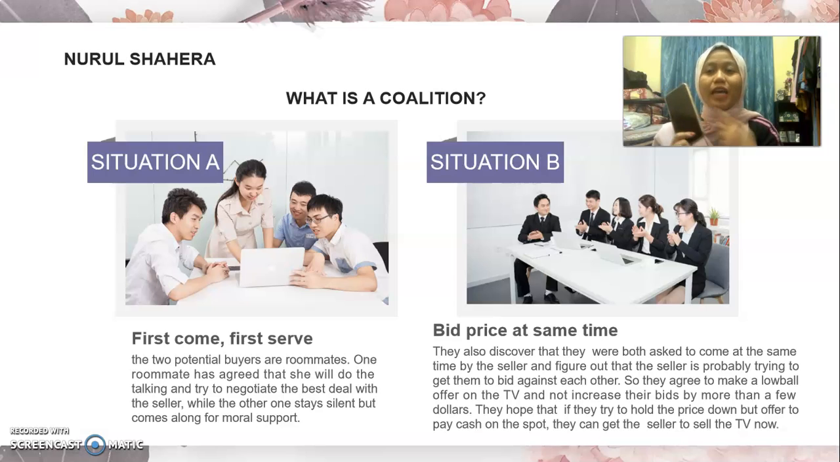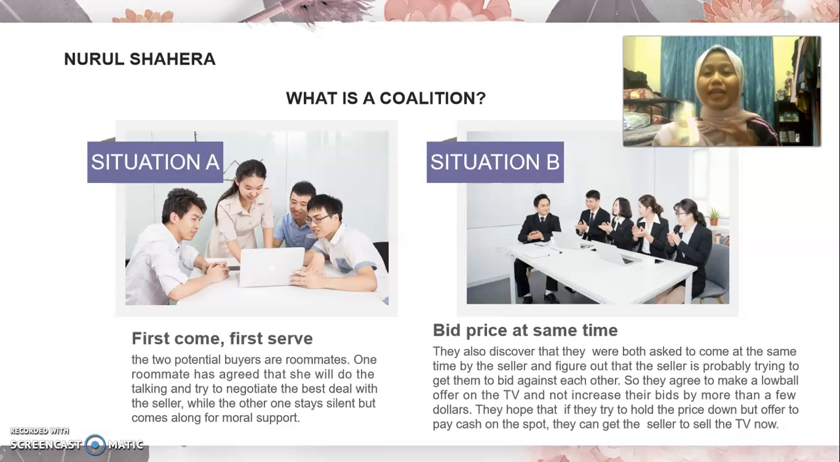So as a seller, I will sell this phone to the buyer that bids at a reasonable price, which satisfies me and also both buyers.